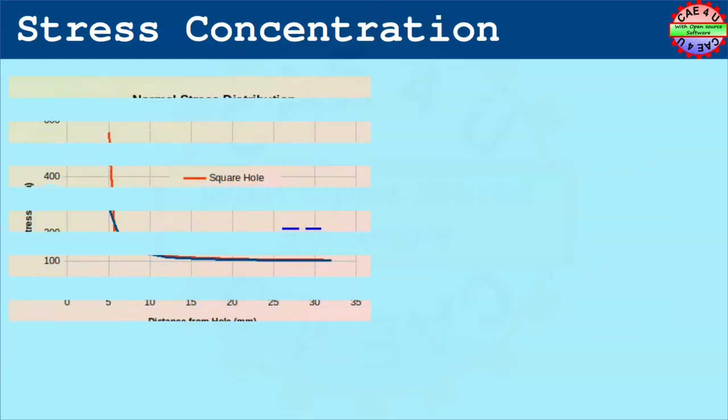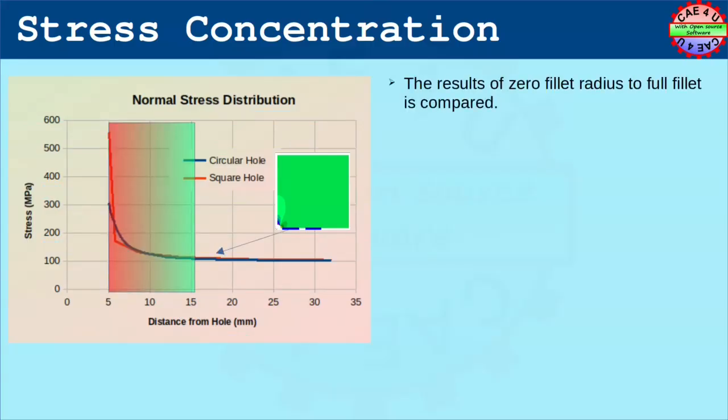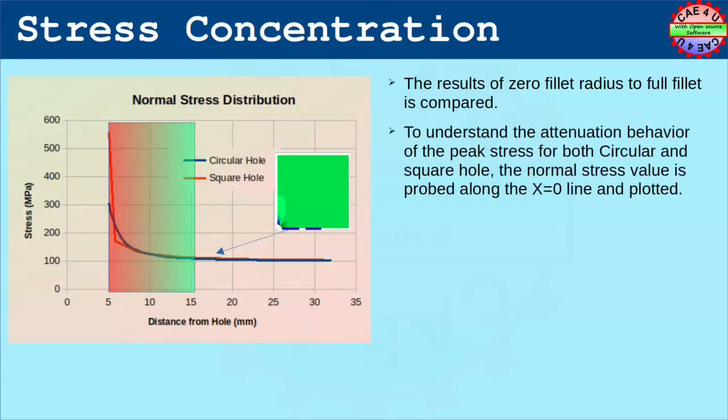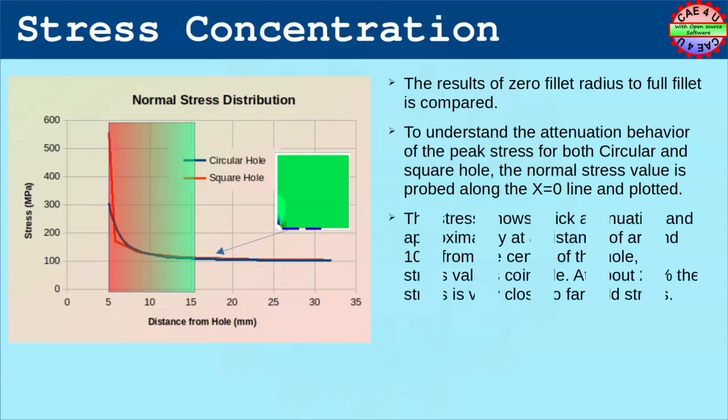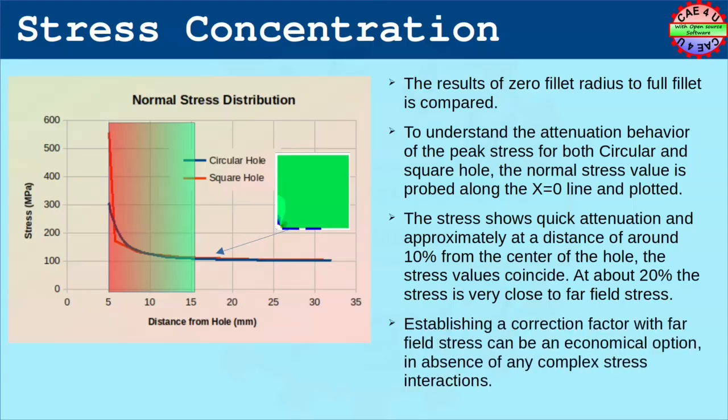Now let us look at the normal stress distribution with respect to the distance from the hole center. The result of zero fillet radius to full fillet radius is compared to understand the attenuation behavior of the peak stress for both circular and square holes. The normal stress value is provided along the x equal to 0 line, and the stress is plotted approximately at a distance of around 10% from the center of the hole. The stress values coincide, and at about 20% the stress is very close to the far field stress.